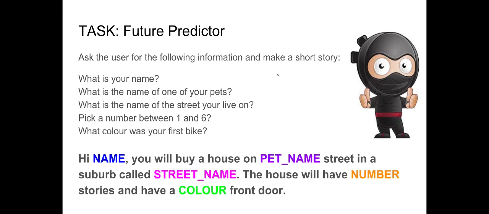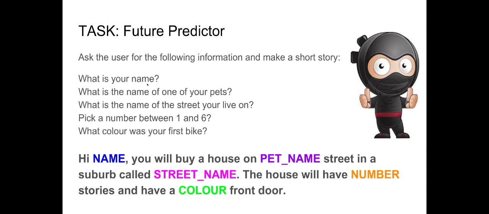In this session, we're going to look at creating a future predictor. We're going to ask the user a series of questions, and then use their responses to make an output down the bottom. We're going to use the input statement to ask the user to enter their name, and store that in a variable. Later on, we're going to create what's known as a concatenated string, where we're using text and variables to make a complex output.